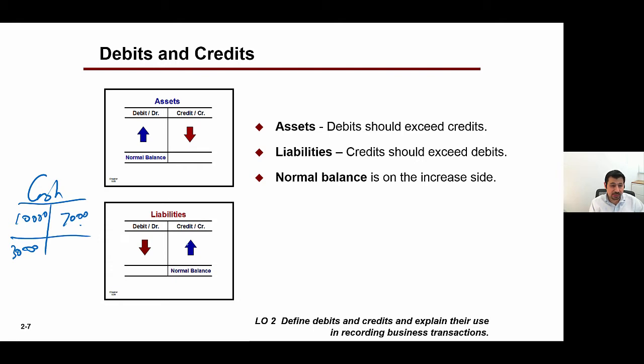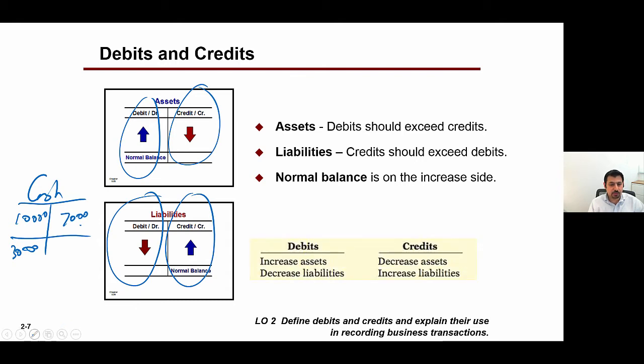As you remember, credits and debits do not mean increase or decrease. They simply mean left, right. Now, the way they affect each account is different. That depends on whether the account is a credit account or a debit account. Assets are debit accounts, liabilities are credit accounts. Now, the easiest way to think about this is in terms of the accounting equation. And we'll see that soon.